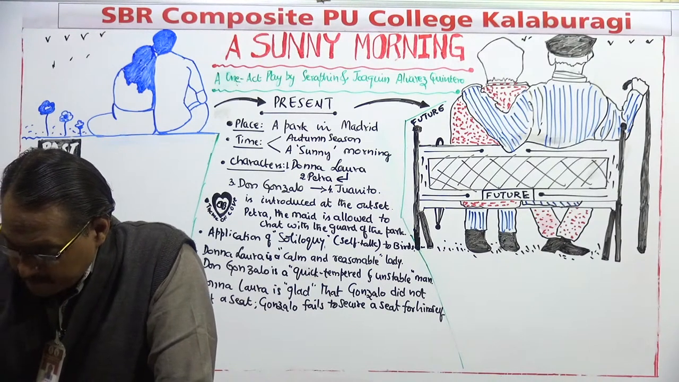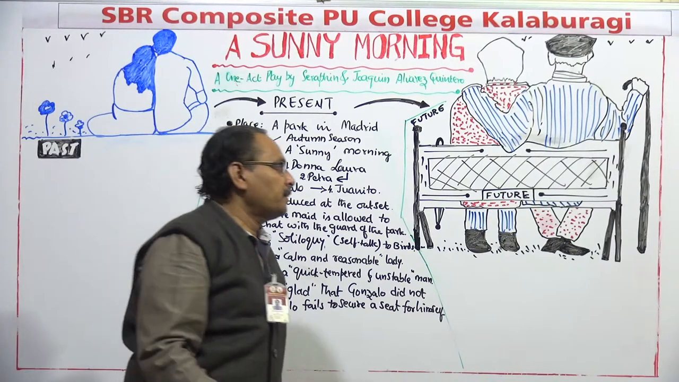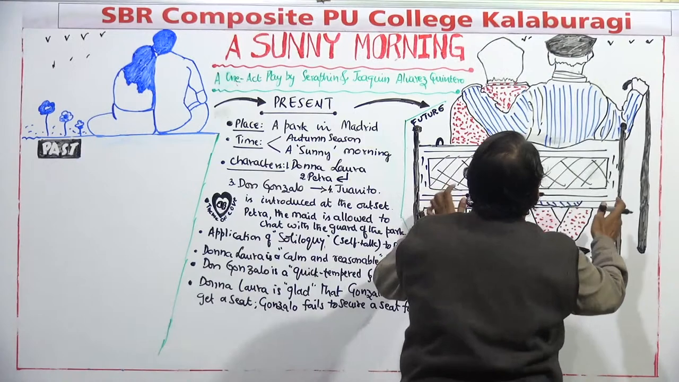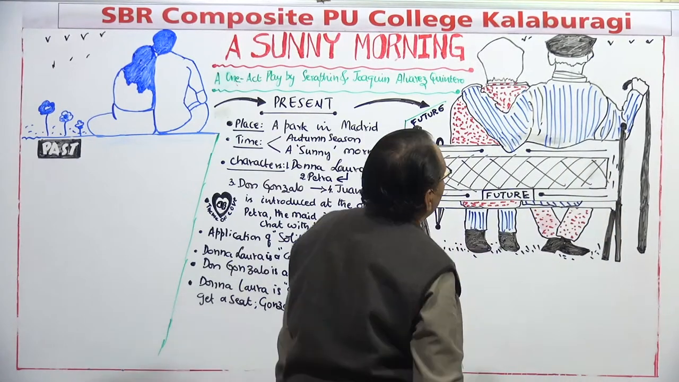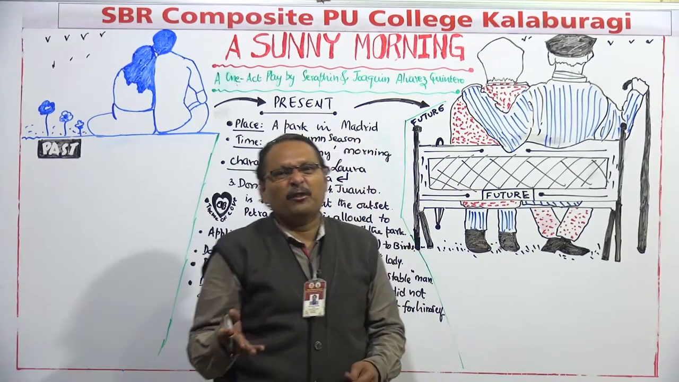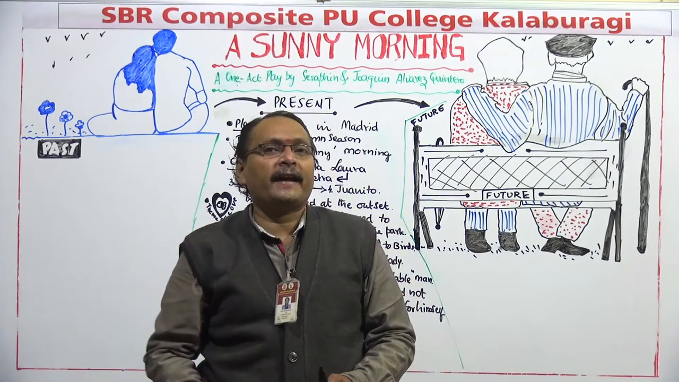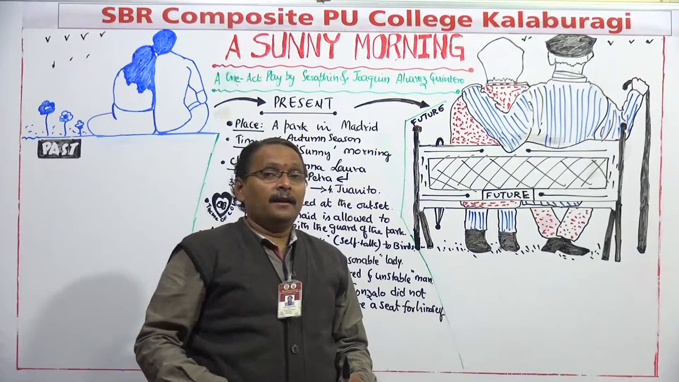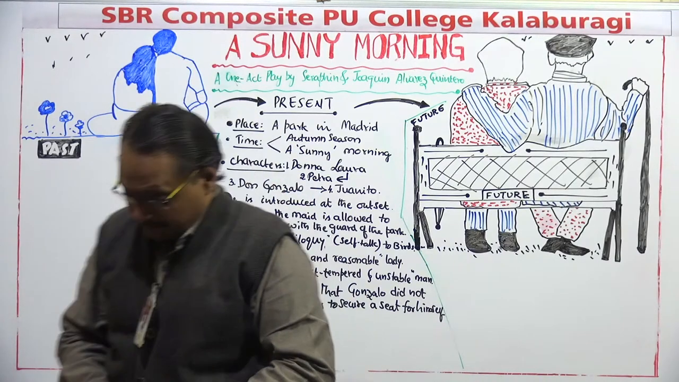Muttering to himself, he sits at the extreme end of Donna Laura's bench and looks at her indignantly. Touches his hat as he greets her. "Good morning." So finally he comes and sits in one corner, and Donna Laura is sitting in the other corner. He mutters to himself, what kind of government is this, and finally he removes his cap and greets her and says, good morning, Senora.